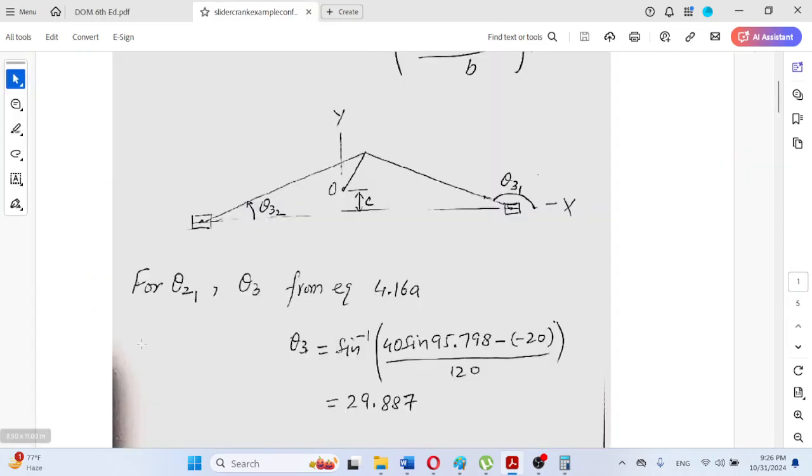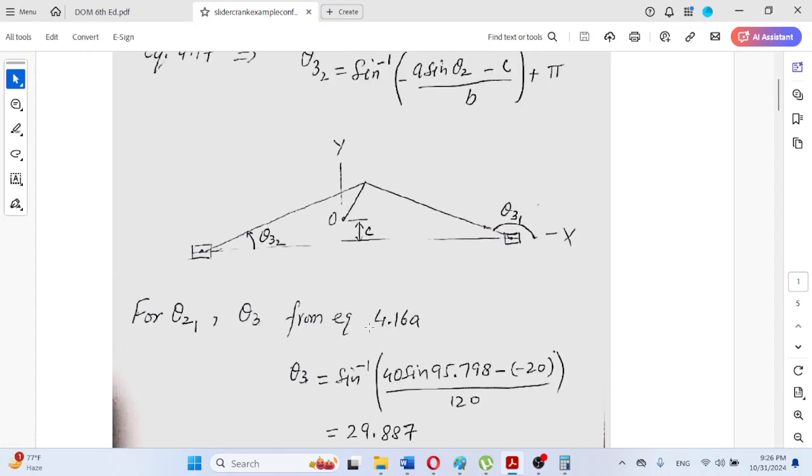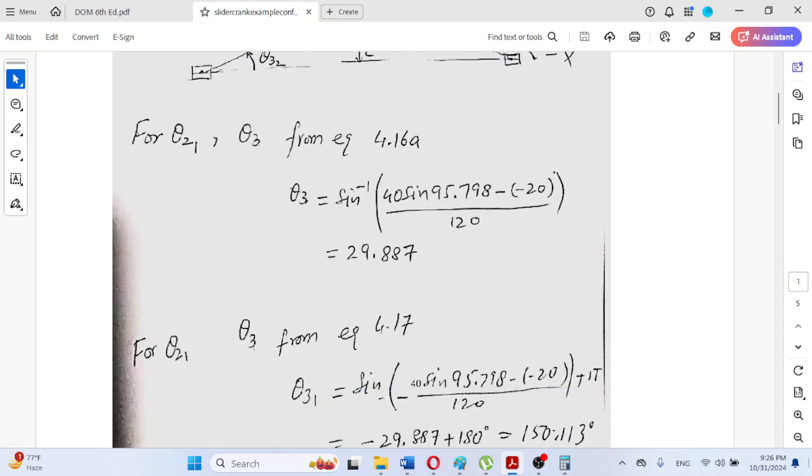So as we can observe here, for theta 2 1, theta 3 from equation 4.16a is calculated to be 29.887. As we can observe, this angle is from the positive x-axis in the anti-clockwise orientation.